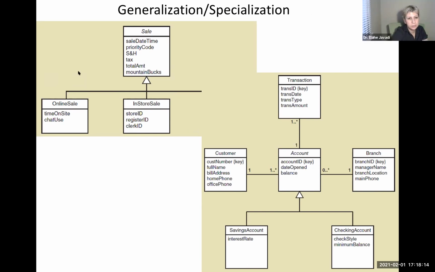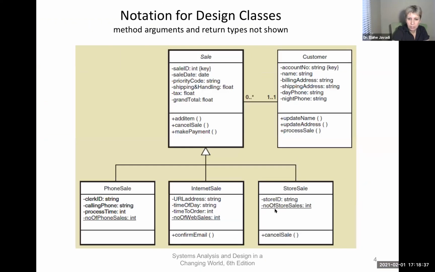Let's go to Chingy. How many different attributes do I need to describe an instance of a checking account? It needs five attributes: check style, minimum balance, account ID, date opened, and balance. Perfect. Great. All right. This is another look at the inheritance hierarchy that you saw in the previous example for sale. And you see the attributes.